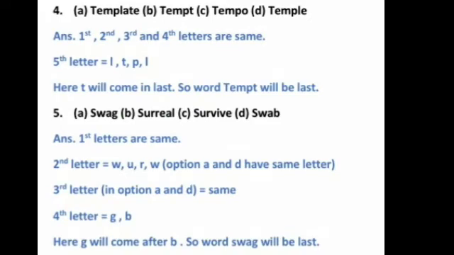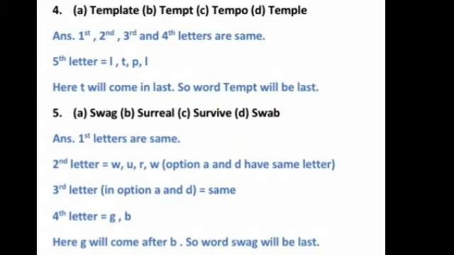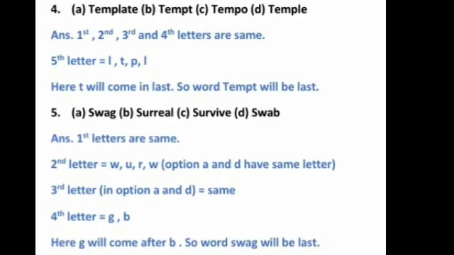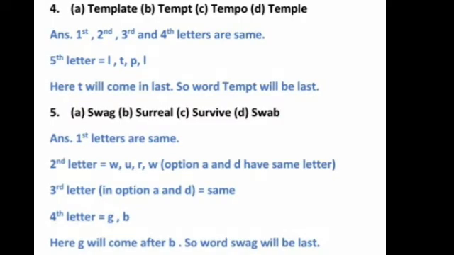Now going to question number 5. Here 4 words are given. The first letters are the same. The second letter is given W, U, R, W. So options A and D have the same letter, and the third letter in options A and D are the same. So the fourth letter we have to check, that is given G and B. As we know that G will come after B, so word swag will be the last.